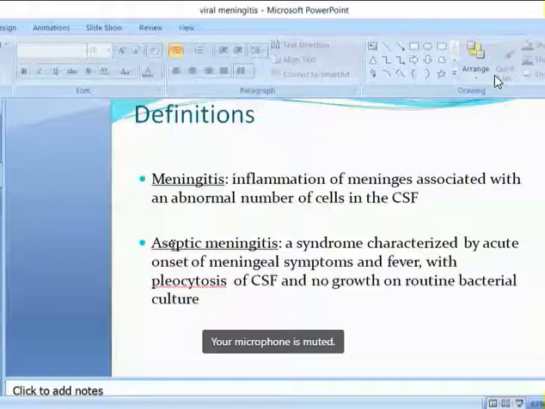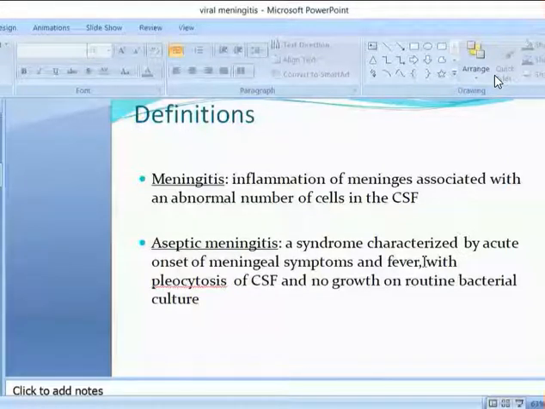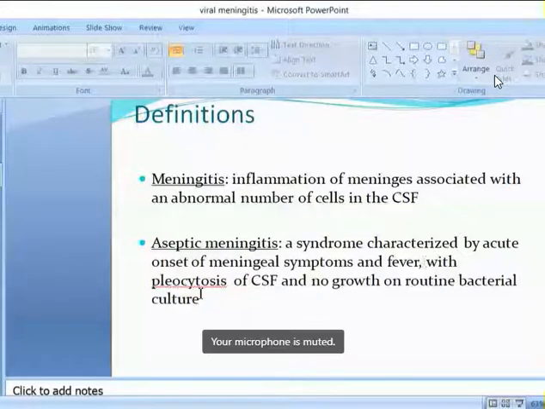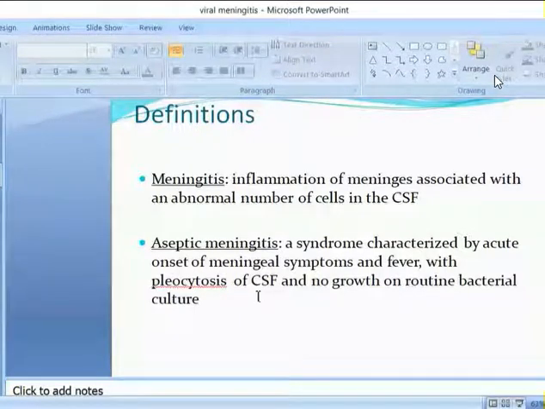A means without, septic refers to the organisms, bacteria. So aseptic meningitis is a syndrome characterized by acute onset of meningeal symptoms and fever with pleocytosis, changes in the cell count of CSF, and no growth on routine bacterial culture. Meningeal symptoms include stiffness of the neck, or irritation of the meninges, you might have diplopia, or some other signs which can be elicited. Okay, so this is the definition of aseptic meningitis.